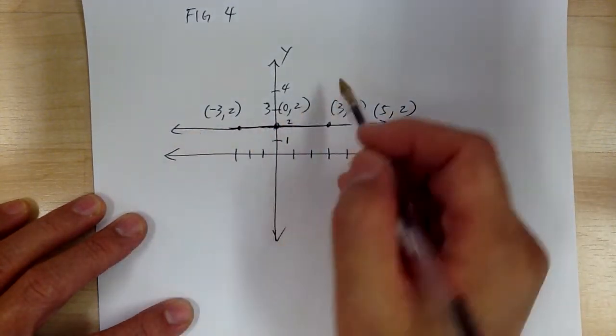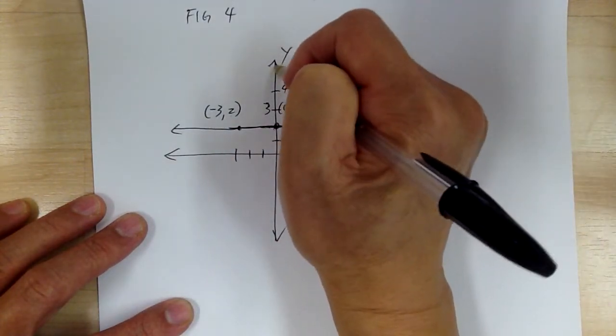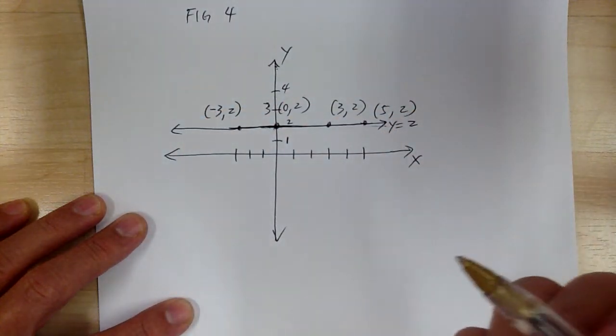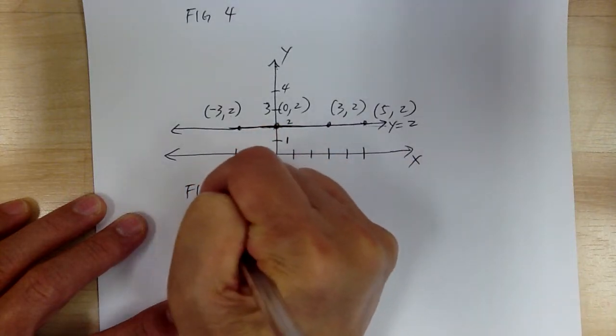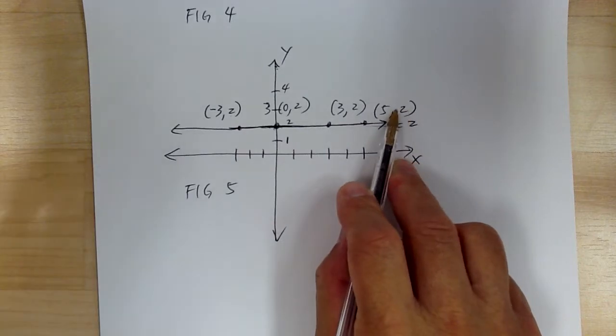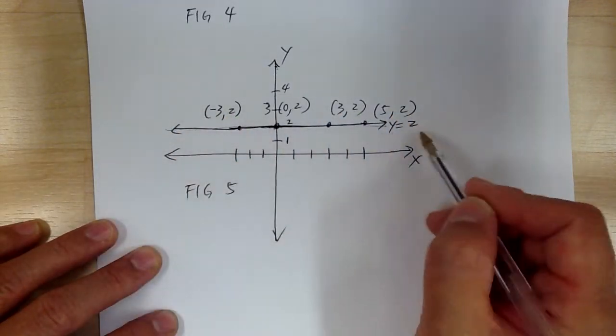Again, don't get confused between the line and the axis. The axis is your number line. The horizontal line is the graph of a line. Okay, so this is figure 5. Again, this is when y equals 2. It doesn't matter what x is equal to. Notice y is always equal to 2, and that's where you get this.